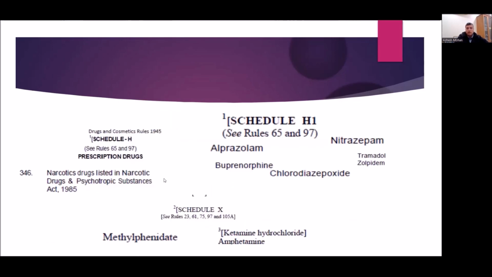Okay, so as I mentioned earlier, these are our important medications in Schedule H1: alprazolam, buprenorphine, chlordiazepoxide, tramadol, zolpidem, nitrazepam, methylphenidate, and ketamine, and amphetamines come in Schedule X. Amphetamine is not available as yet in India.